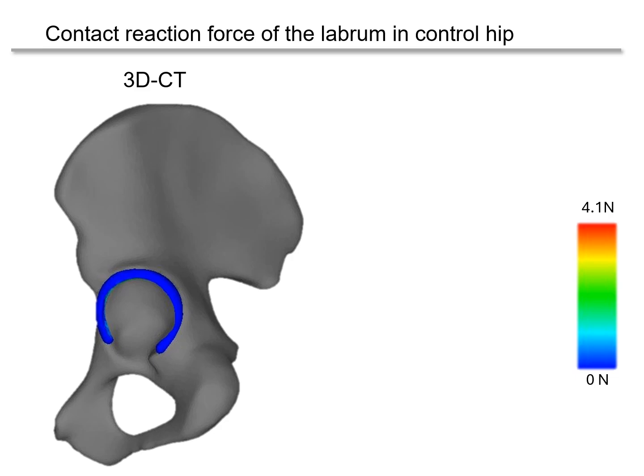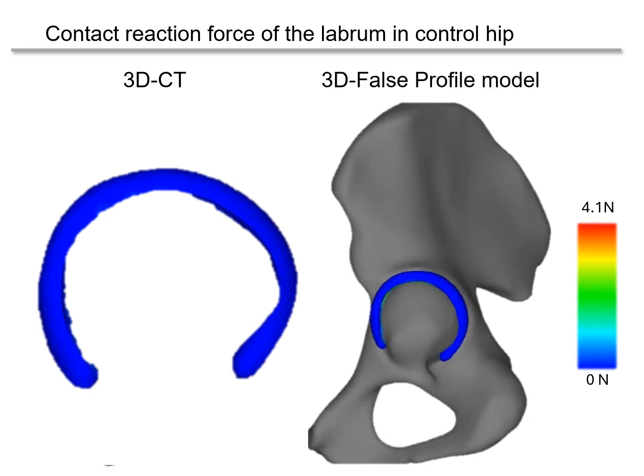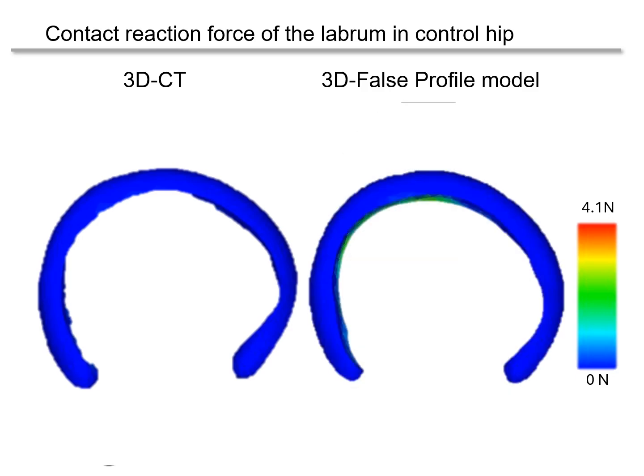This figure shows the contact reaction force of the labrum in the control hip. The 3D CT model shows that there is little contact reaction force. On the other hand, in the 3D false profile model, a slight reaction force is observed in the antero-superior region of the labrum, but it can be confirmed that no high contact reaction force is observed in any position.